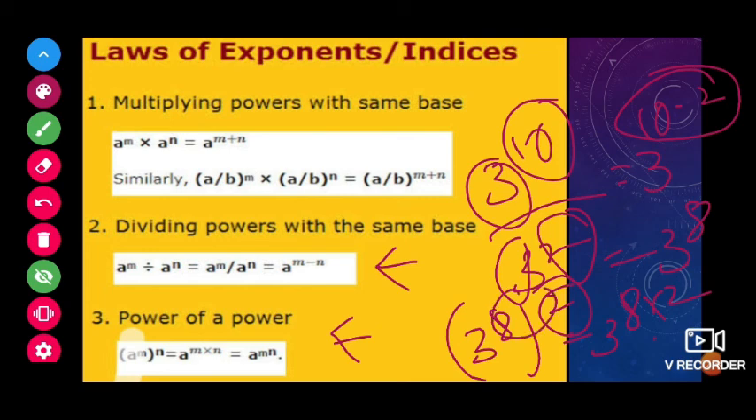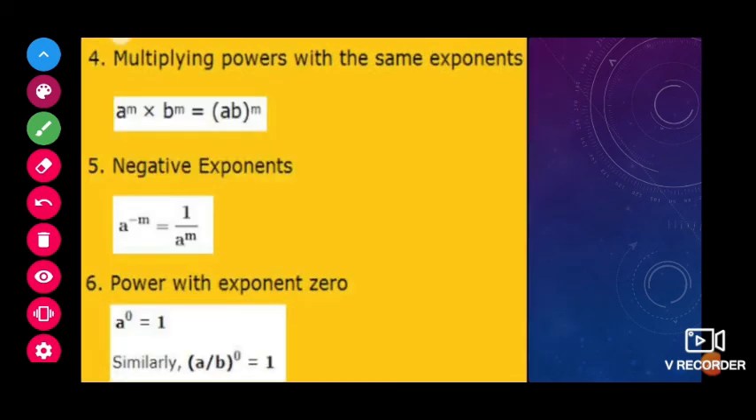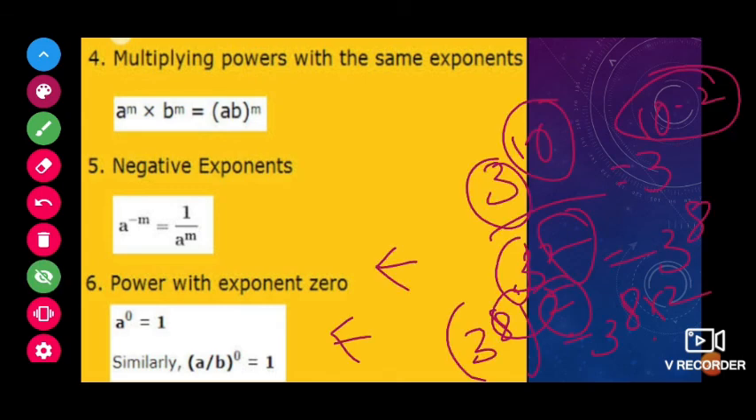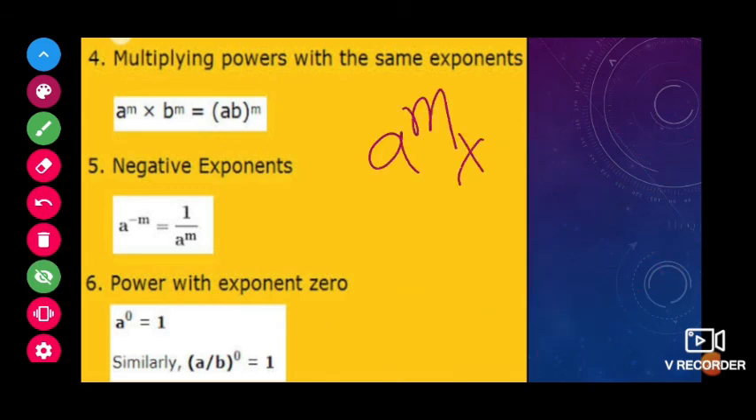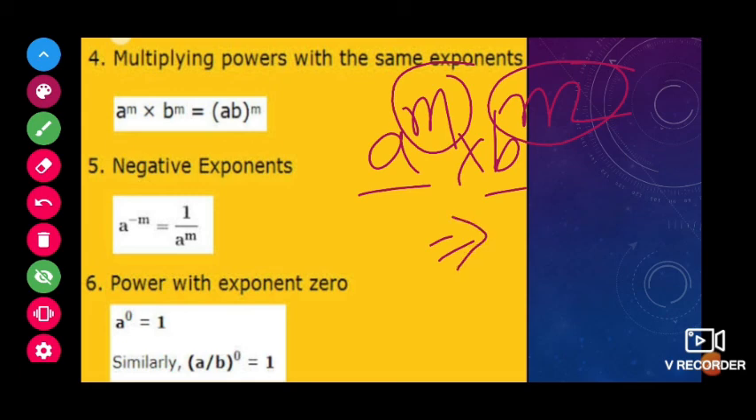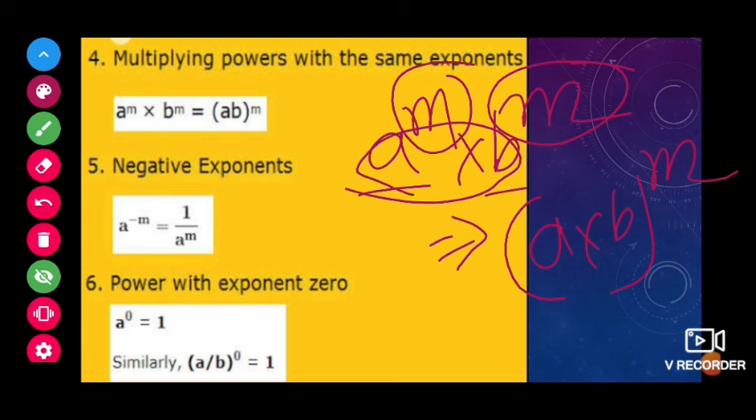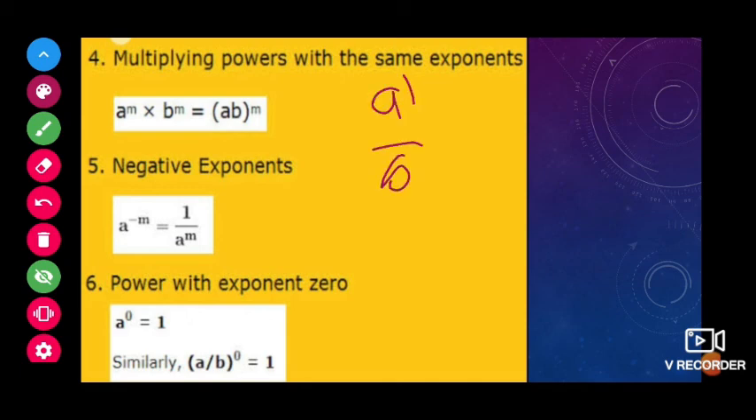Now we are going to see the next case, with the same power. If it is the same power, a to the power m into b to the power m, the bases are different but the power is the same, this we can write as a into b whole to the power m. It means we can multiply the bases and take the single power. This power is applicable for both a and b. In the same way, children, a to the power m by b to the power m we can write as a by b whole to the power m.